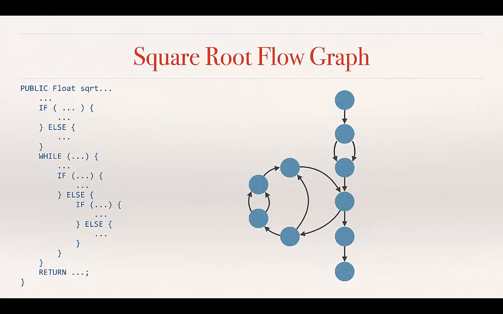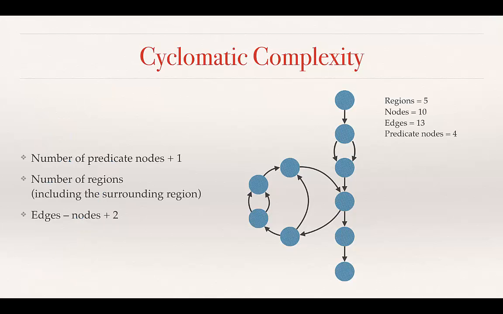And now that also means we can calculate the cyclomatic complexity of the method. As it turns out, there are actually a few different ways you can calculate the cyclomatic complexity from just looking at the flow graph. First, you can simply count the number of predicate nodes and add 1. Predicate nodes correspond to conditions in the code. Predicate nodes are nodes that have two outgoing edges instead of just one.